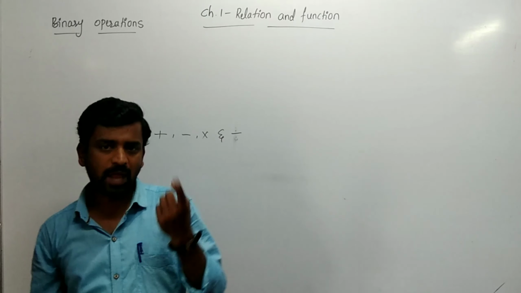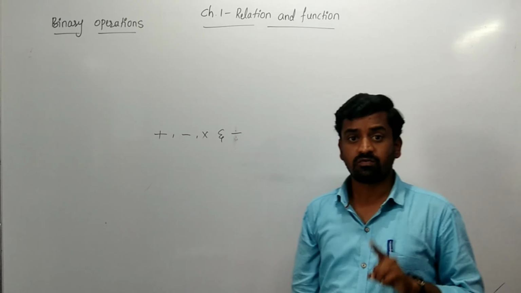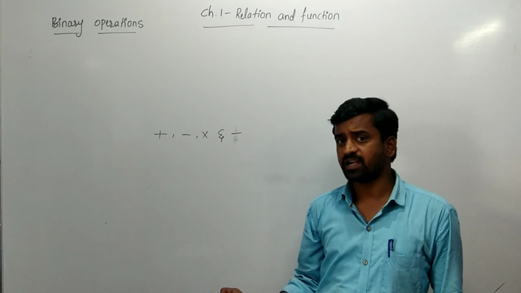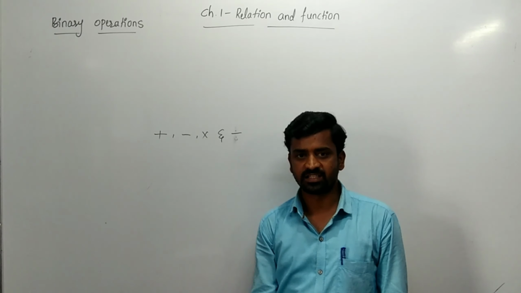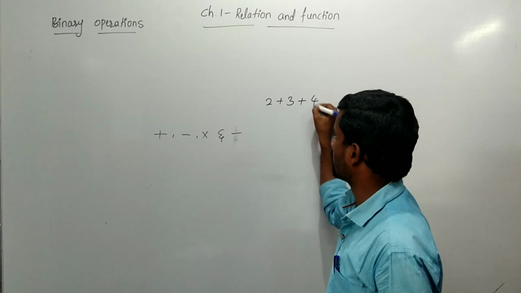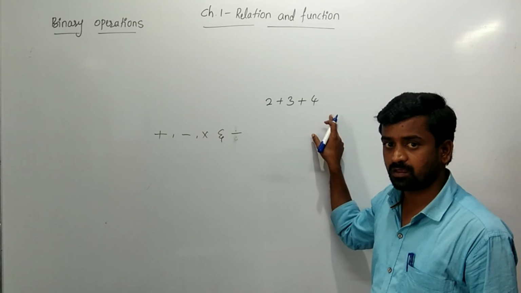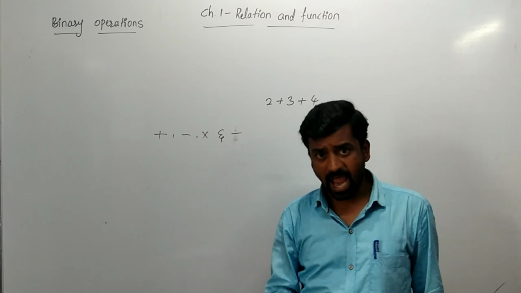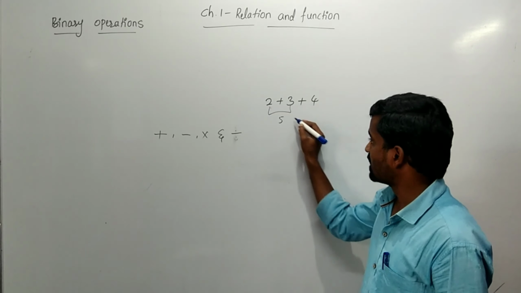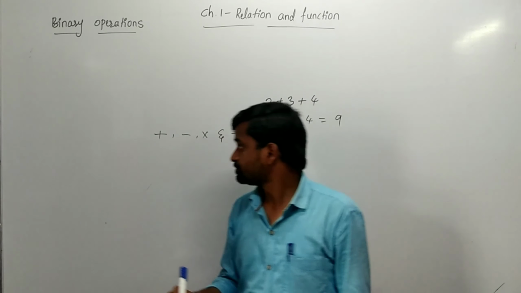Only 2 numbers can be added at a time. When we need to add 3 numbers, first we add 2 numbers, then the resultant answer is added to the third number to get the final answer. For example, 2 plus 3 plus 4. Okay?